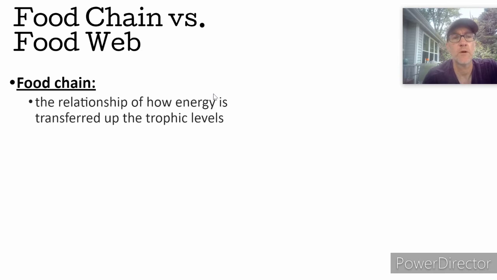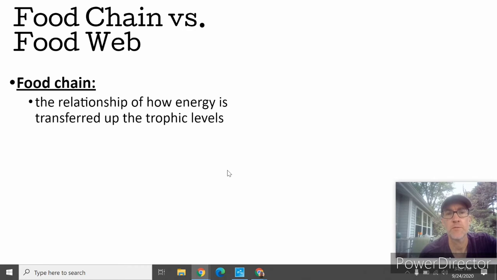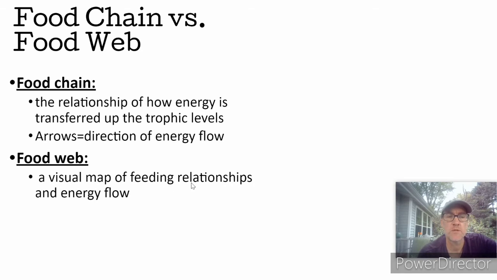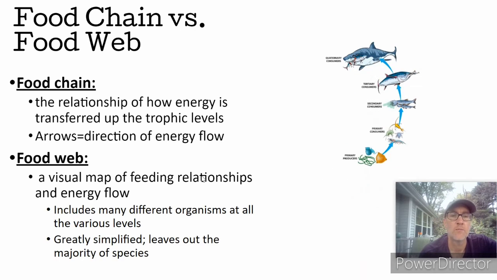Okay, excuse me. Food chains and food webs. These should be very familiar because you remember these maybe from even elementary school. So the relationship of how energy is transferred from one level to another, that's a food chain. Always remember that the arrows are pointing to the direction of energy. So where's the energy going? It's going to the next level. Food webs is more complex, usually a visual map of feeding relationships and energy flow, and it can include many organisms and many different connections. So here's a very simplified example of a food chain.